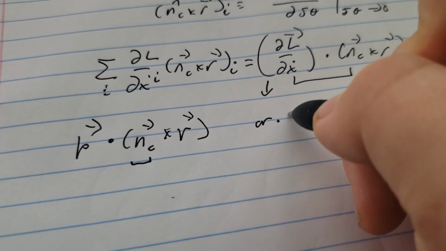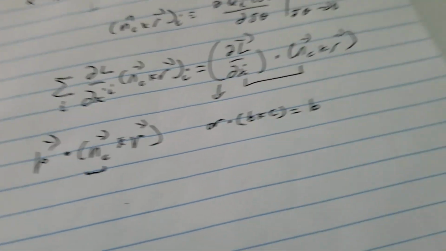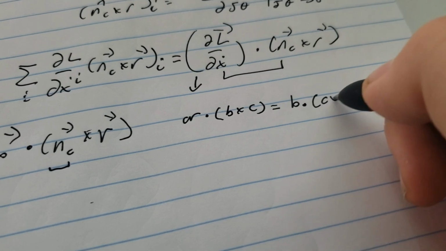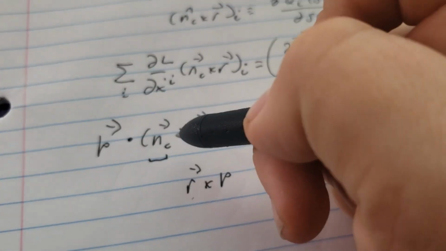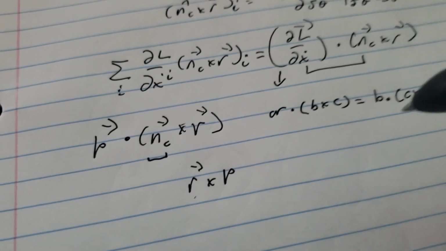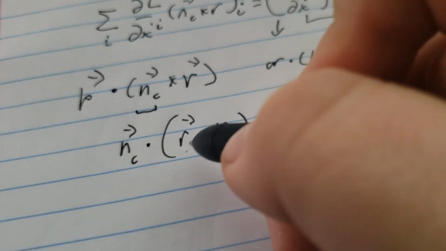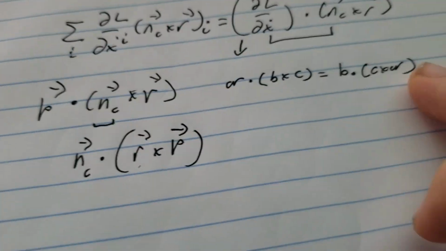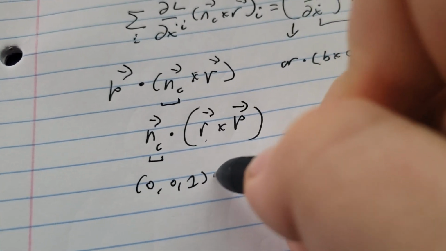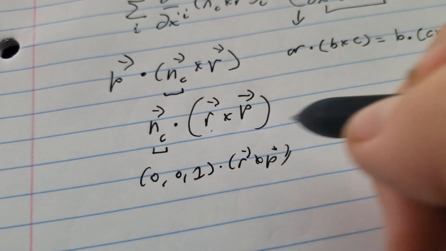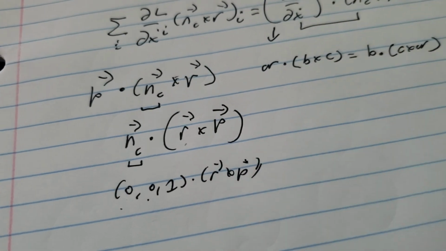Well, there's an identity. A dotted with B crossed with C is equal to B dotted with C crossed with A. So we can rewrite this, with A being P, B being n sub C, and C now being R. We can rearrange this as n sub C dotted with R crossed with P. Forgot an arrow. But when you cross, in our case this is 0, 0, 1, you're only going to get the C component of this. Because the A and the B components are 0, so the only thing that'll survive is the C component.